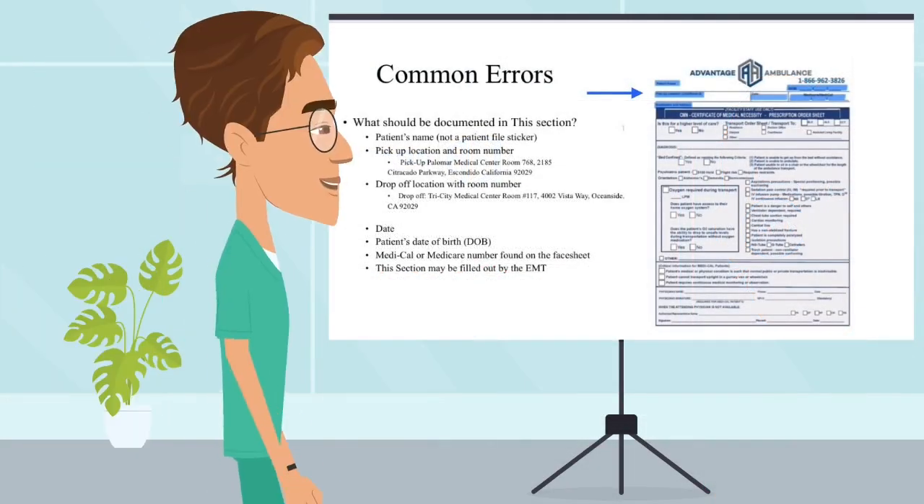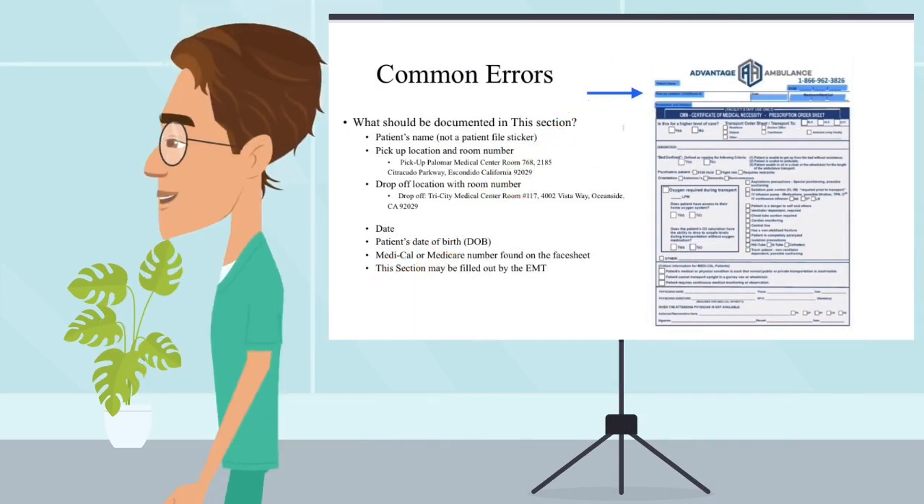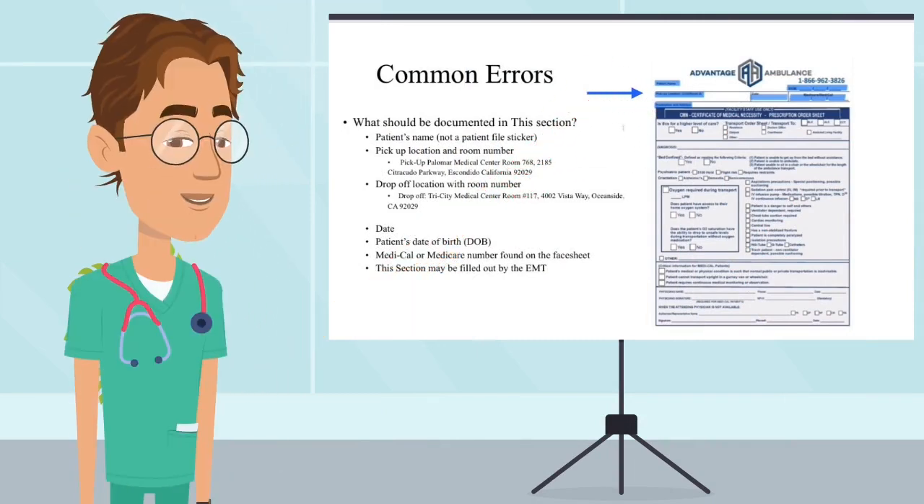The document starting at the very top has the patient's name. We need the patient's full name, John Smith. Make sure we do not use abbreviations like J. Smith, or J. S. It must be the patient's full name and their date of birth. This is a very important section that's commonly missed by the pickup location.